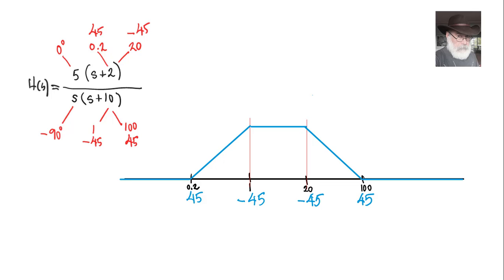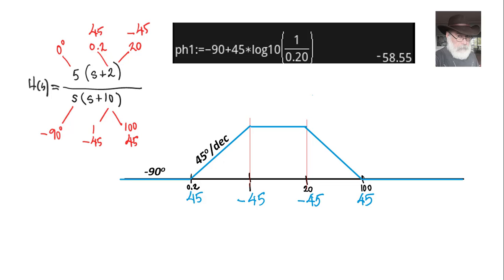The entry value is negative 90 degrees. And what are the other values? Well, the slope here is 45 degrees per decade. We know that one. Let's use a calculator and find that the phase at 1 radian per second is the value at 0.2, that is negative 90, plus the increase in phase, which is the slope, 45 degrees per decade, multiplied by the number of decades between 0.2 and 1, log of 1 divided by 0.2. The phase at 1 radian per second is negative 58.55 degrees.